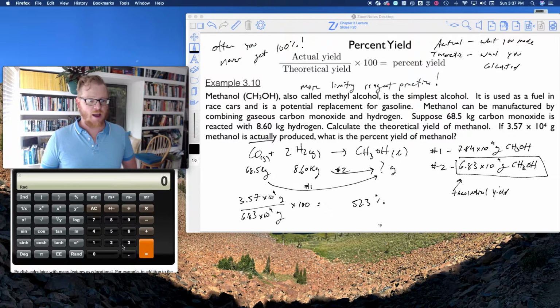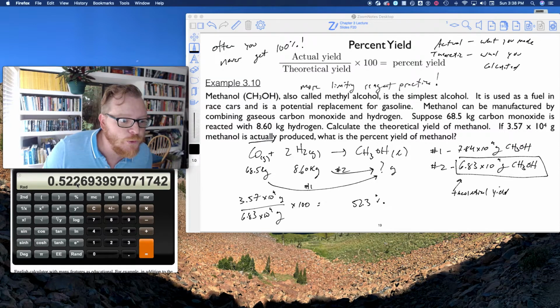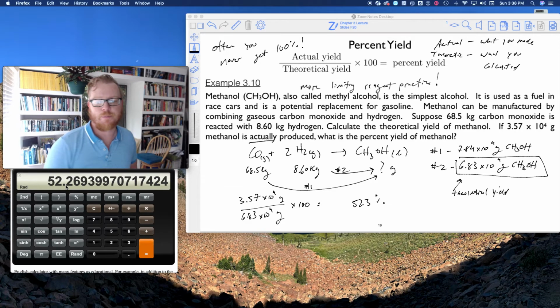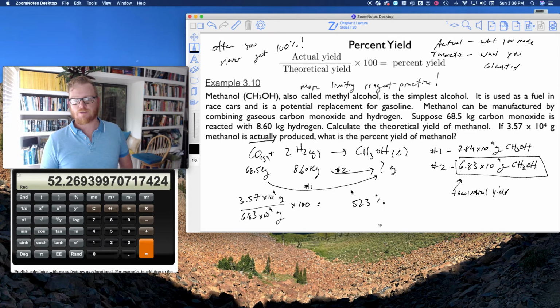So let's do that here in the calculator, right? So I can say 3.57 e to the fourth divided by 6.83 e to the fourth equals, and as soon as I say equals, it's going to spit out the answer. So that's 0.52269 something. Remember, times 100 to make it a percent. So 52.3% with 3 sig figs. Okay, folks?